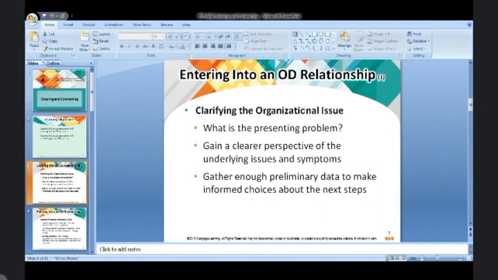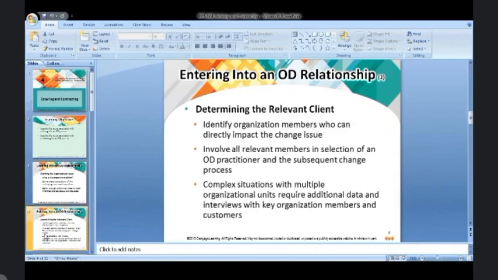One is clarifying the organizational issues: what are the problems faced by the organization. To get a clear perspective of the issues, they need data collection, so preliminary data should be collected by the OD practitioner. Then determining the relevant client who will represent the organization in the OD process, that is, which member of the organization, a person who can directly impact the change issues.